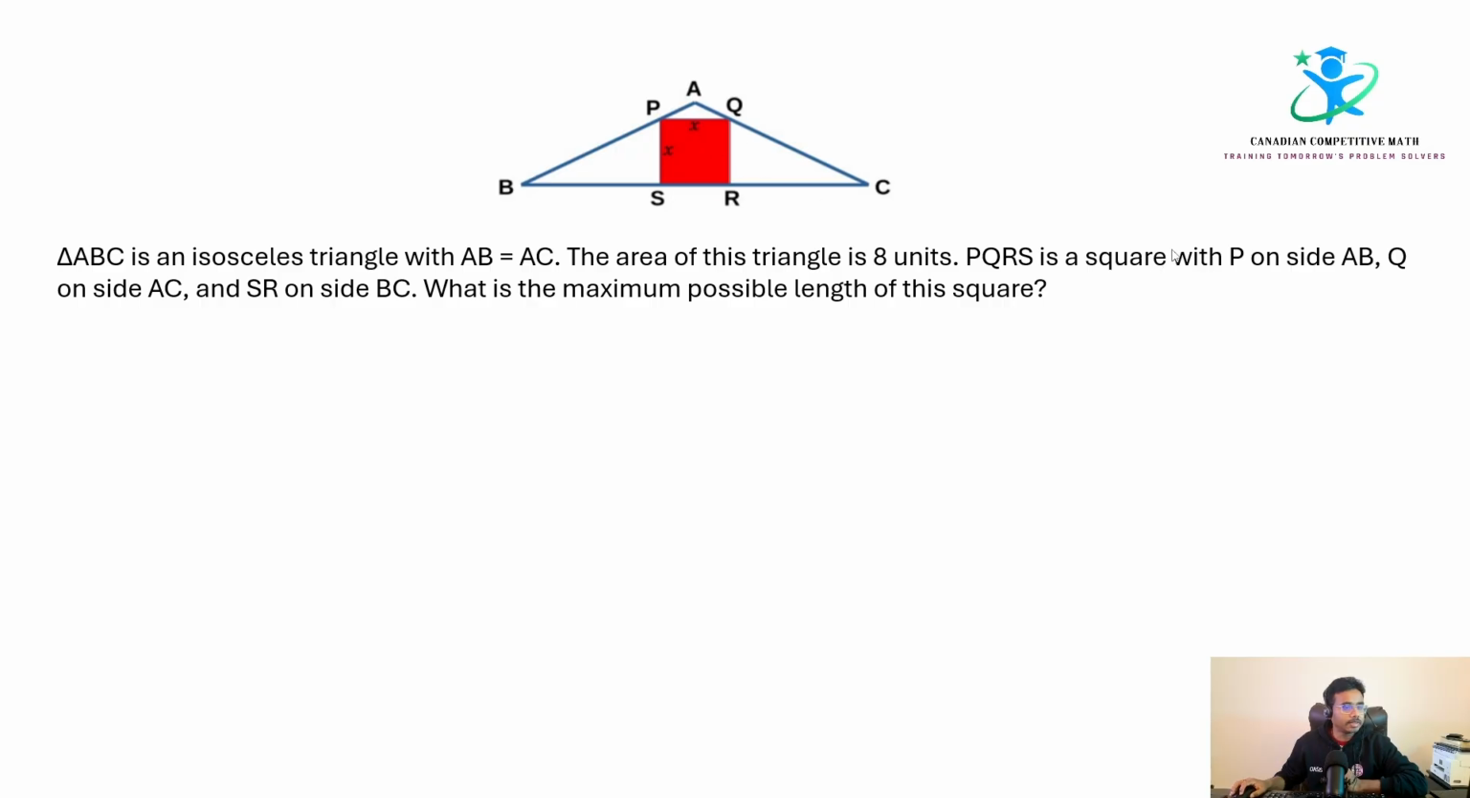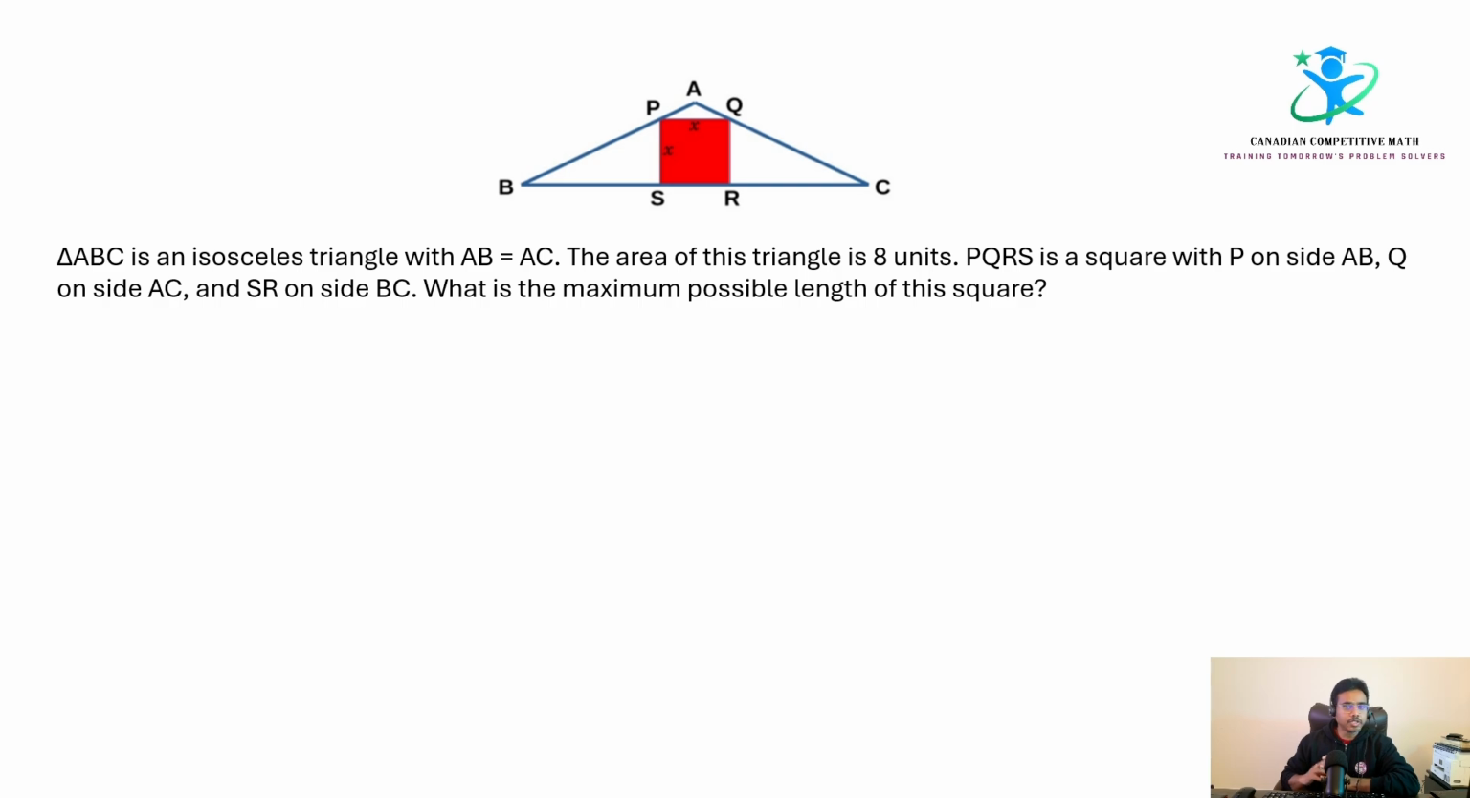PQRS is a square that is embedded in this triangle here. P is on side AB, Q is on side AC, SR is on side BC. What is the maximum possible length of this square? So given an isosceles triangle of a particular area, what is the maximum side of a square that we can fit into it as shown in the figure? That's the challenge we have to solve today.